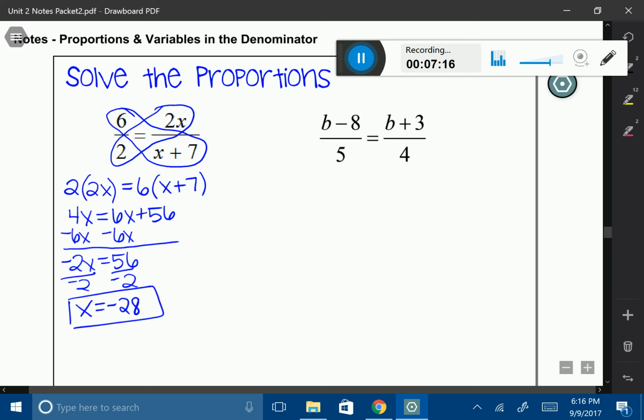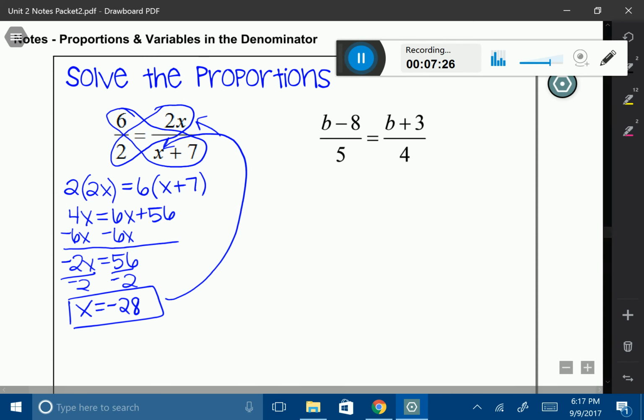So in this equation, this negative 28, I can replace right here and right here. And that would make that right-hand side equal to the left-hand side of 6 over 2. So you really got to be careful. You don't want to just try to sit and figure out what could x be to make the two ratios equal to each other. There's always a systematic way of doing these types of problems.